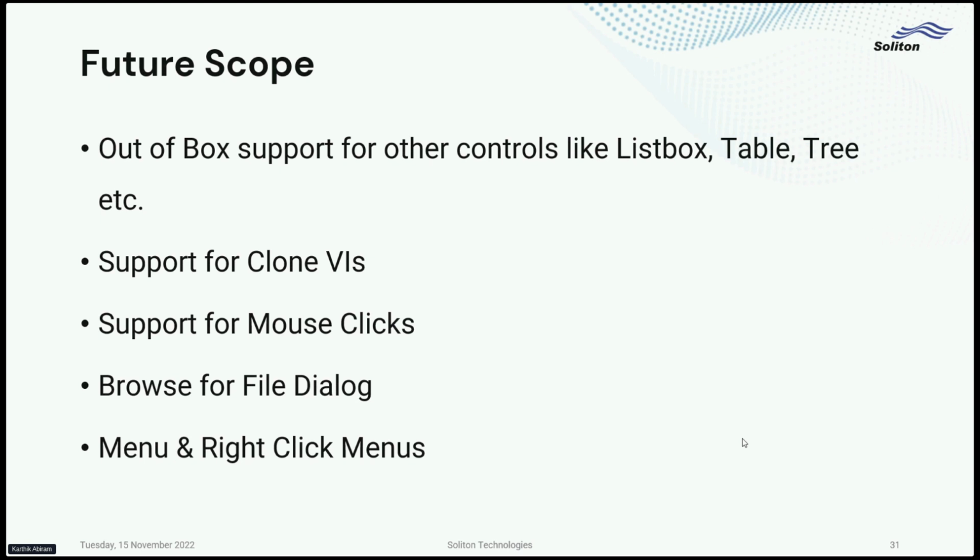Similarly, there will be some cases where we want mouse support. And sometimes when the user clicks a button, a file dialog box will come up, so that is something we need to check. And menu is also something we have to look at. Probably menu items can have keyboard shortcuts attached to each of them so that they can be easily invoked. But these are some of the future scope items.